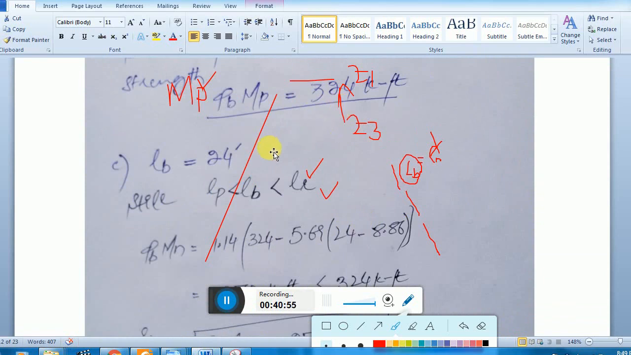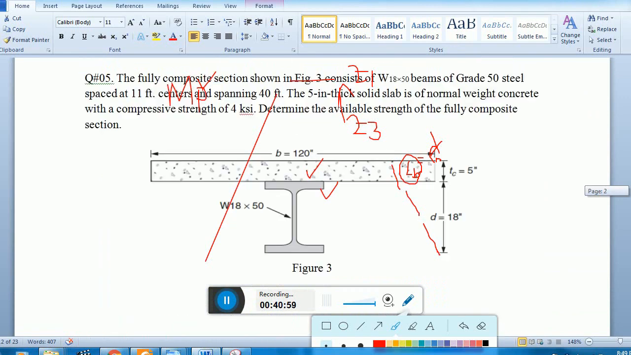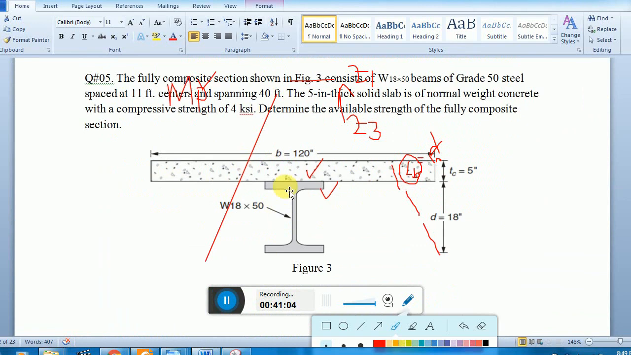And next, inshallah, we will do the rest of the questions, that is question number 4, which is related to the composite section. So we will do inshallah this example as well.